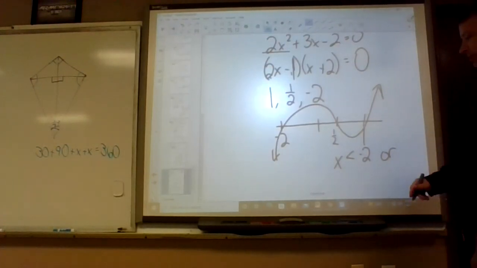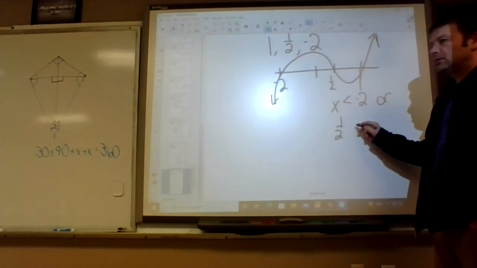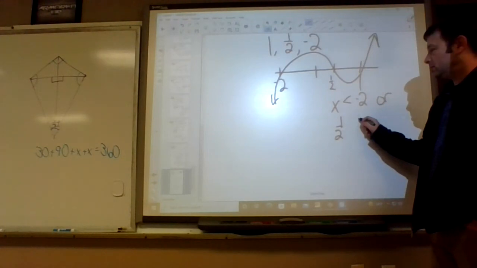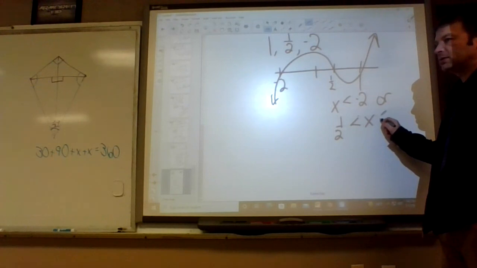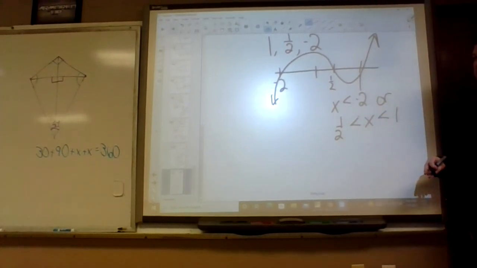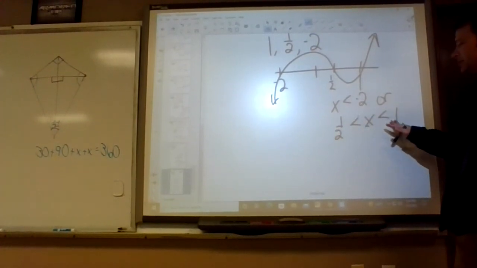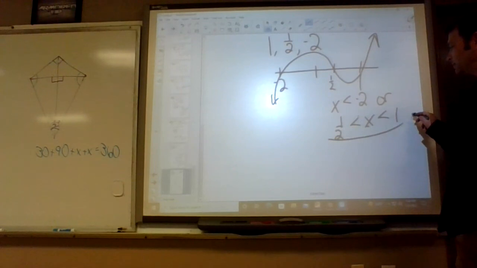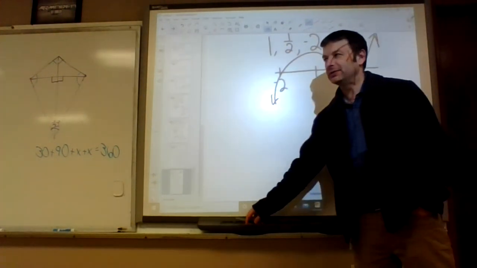How do we write between a half and 1? 1 half is less than x, which is less than 1. So x is between 1 half and 1. That's it. We did it.